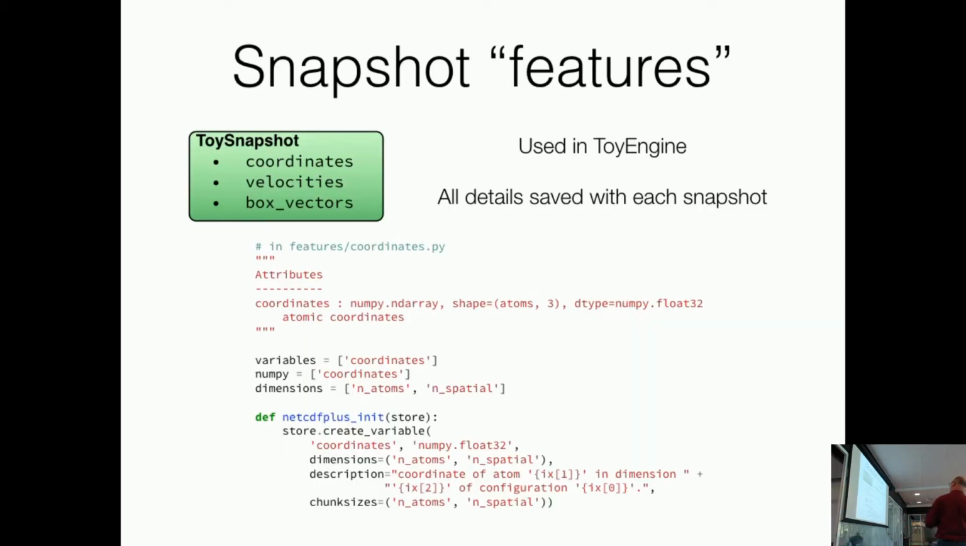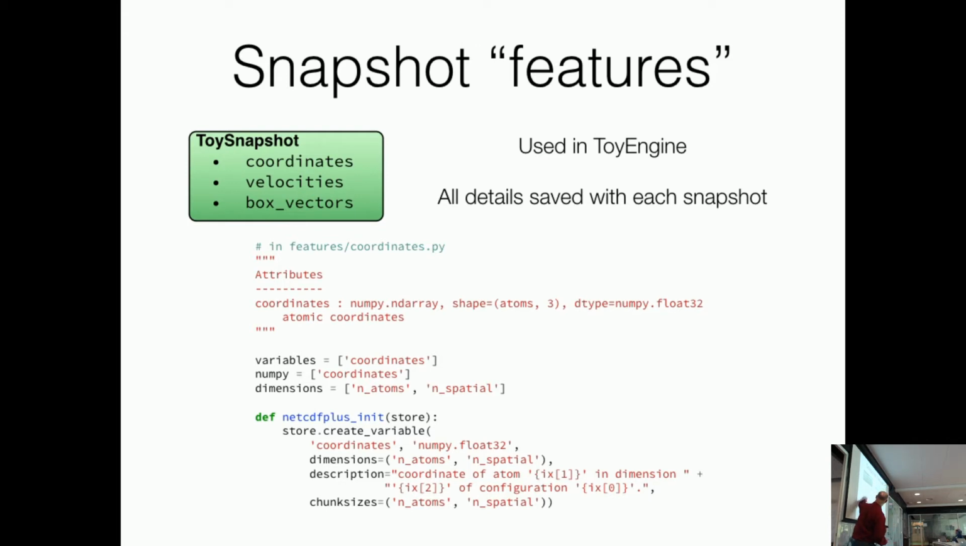So now, actually doing these snapshot features, here's an example of one of our features. This is how we do coordinates within the toy engine. In this case, we're going to save all the details with each snapshot. So first off, you do see there's a docstring explaining it. This is NumPy doc format, docstring.